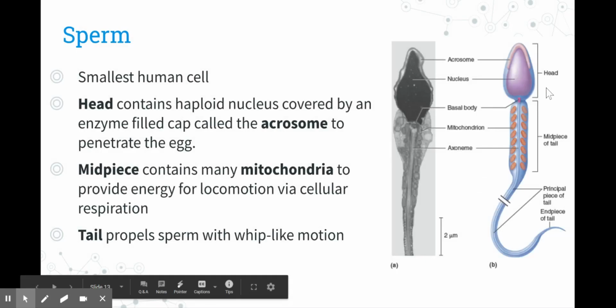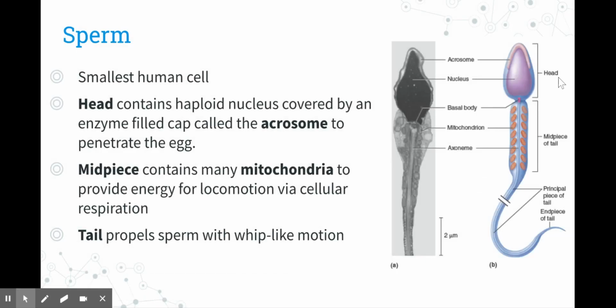Now, the sperm itself is the smallest human cell. The head of the sperm contains a haploid nucleus, so that's where we've got those half the set of chromosomes, and it is covered by an enzyme-filled cap called the acrosome. So here's that acrosome that sits on top, and the job of those enzymes is to actually digest or dissolve the wall of the egg to allow the sperm to penetrate.